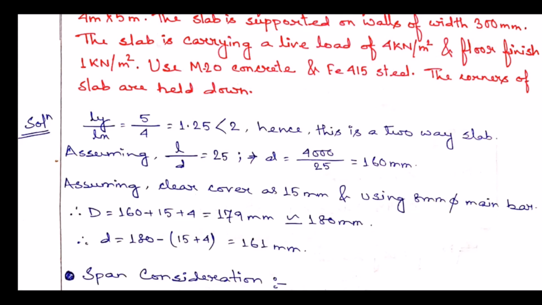Now the effective depth is equal to the overall depth 180 minus clear cover plus half diameter, that means 15 plus 8 by 2, that is 4, which equals 161 mm.